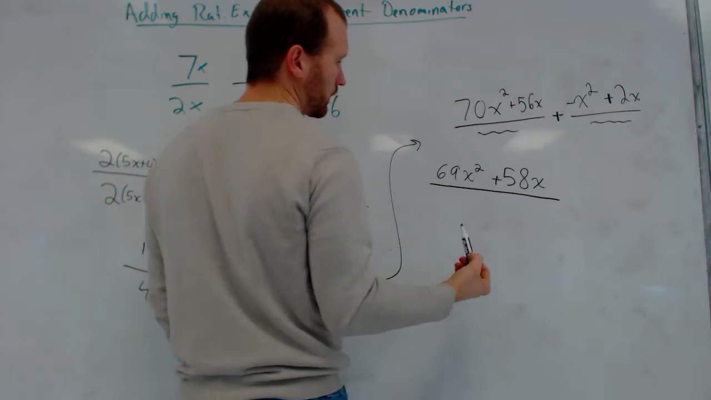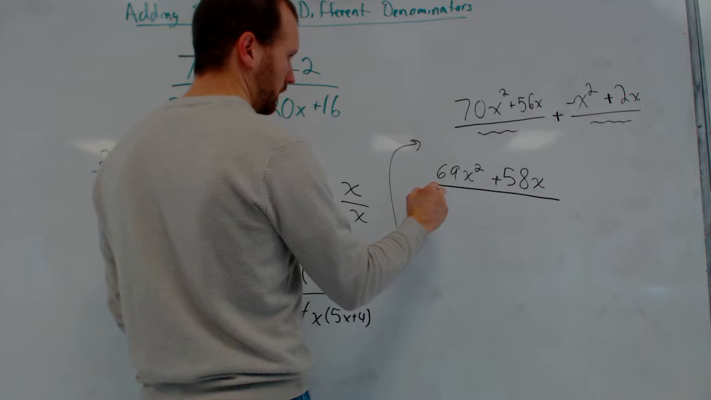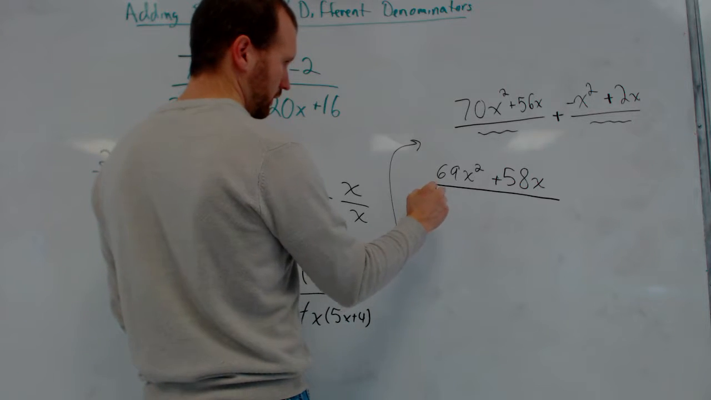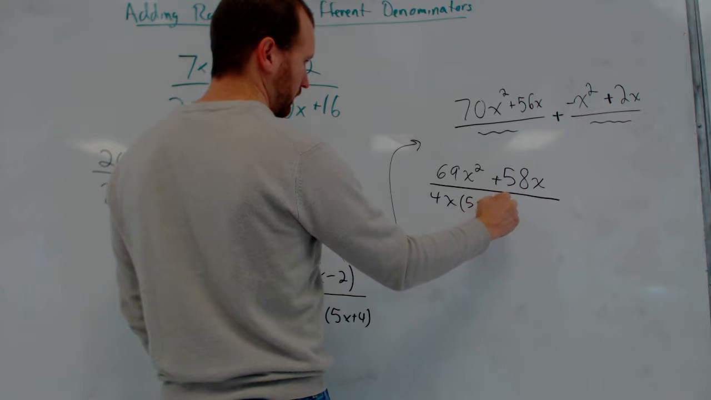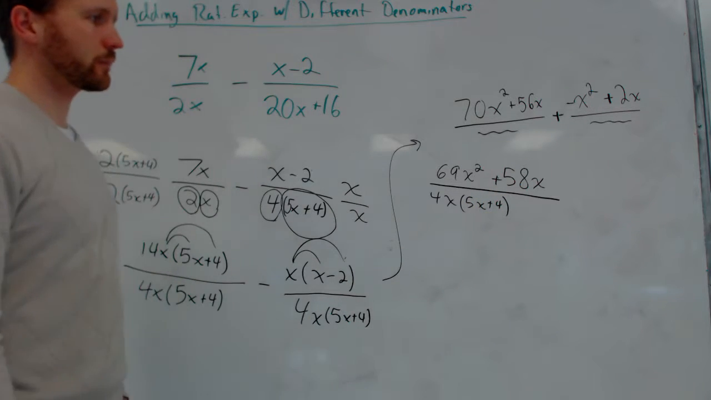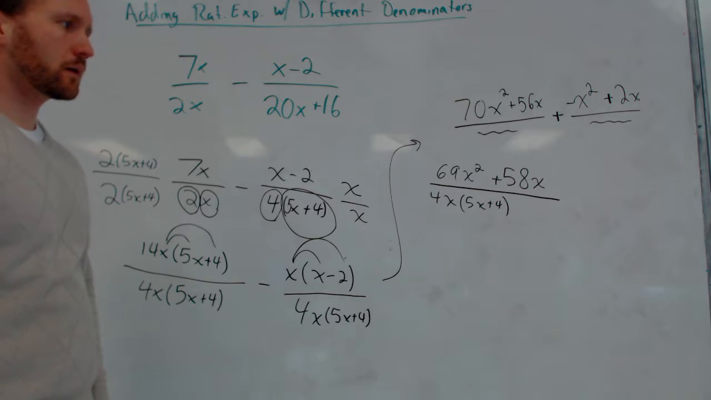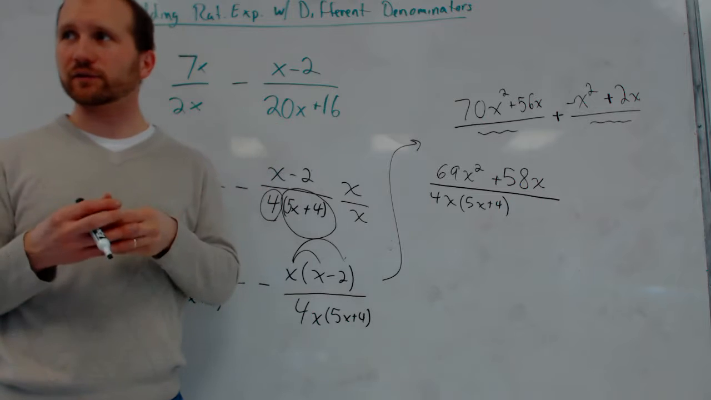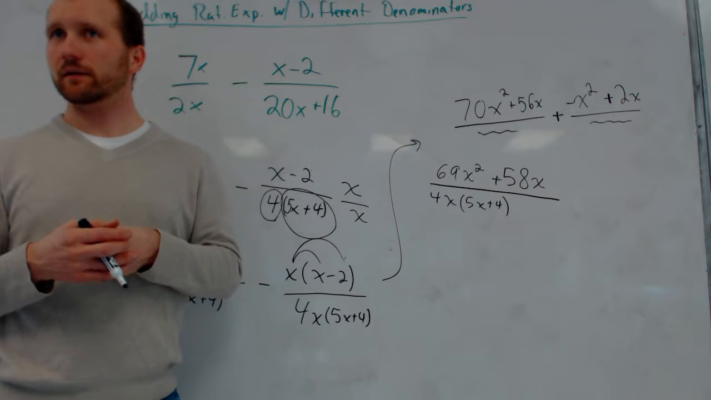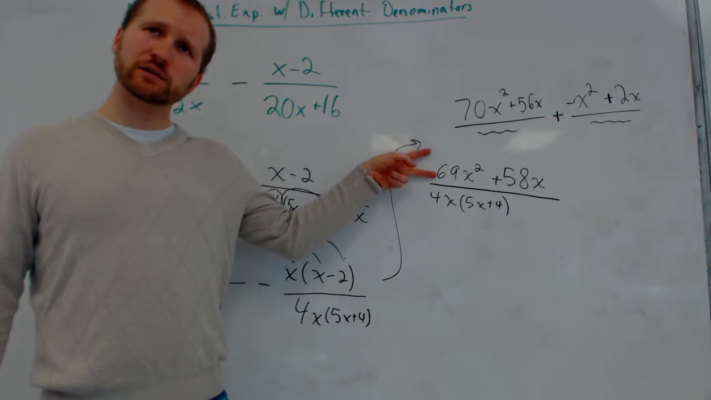over 4x. Okay. And now that I've expanded everything, now I have to factor everything again. Right? It seems like we're going back and forth, but I've combined all my like terms.